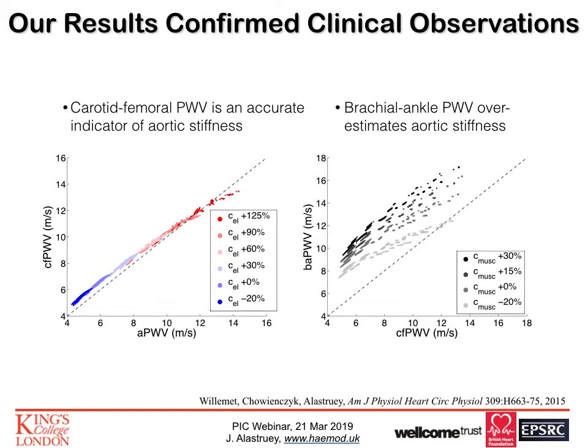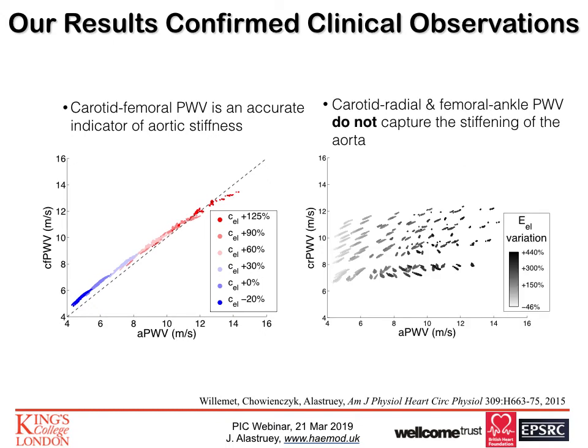Second, brachial ankle pulse wave velocity overestimates aortic pulse wave velocity because it is related to the stiffness and geometry of both elastic arteries, such as the aorta, but also more peripheral muscular arteries. And third, carotid radial and femoral ankle pulse wave velocity do not capture the stiffening of the aorta. They are, therefore, not so good surrogates for aortic stiffness, which is in agreement with in vivo studies.